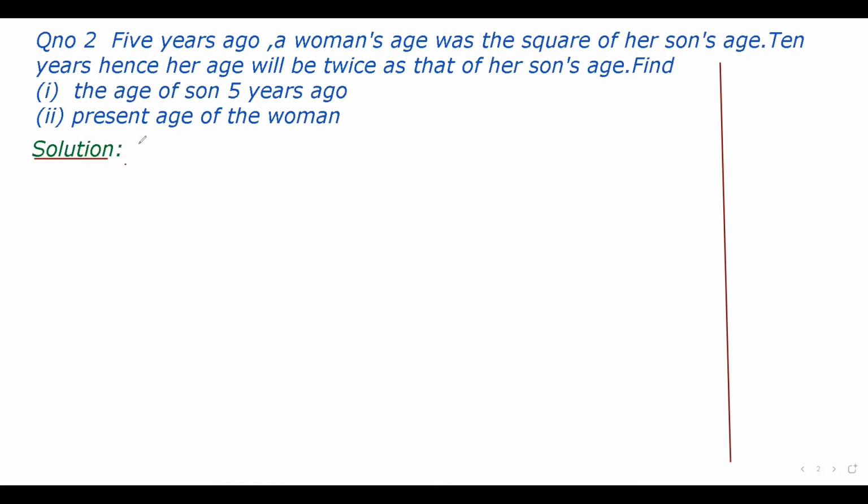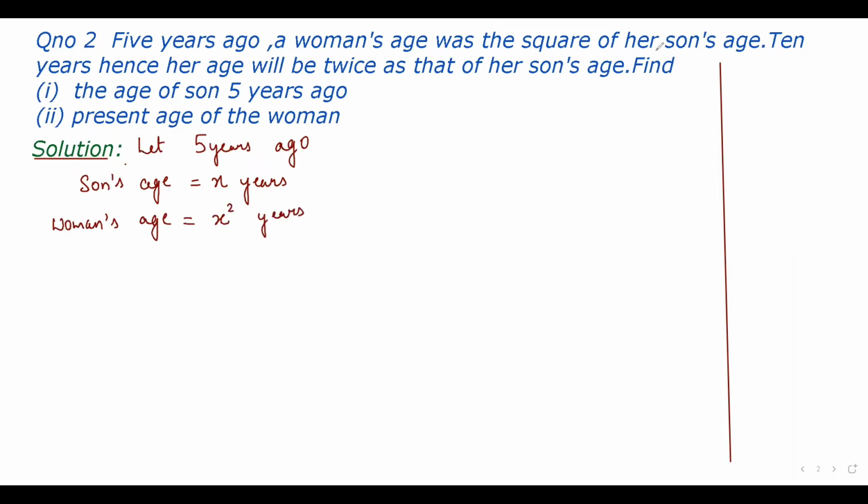Let 5 years ago, a woman's age was the square of her son's age. So let the son's age 5 years ago be x years. So the woman's age was the square of her son's age. So what will the woman's age be, if the son's age was x years 5 years ago? The woman's age is the square of the son's age, so x square years.